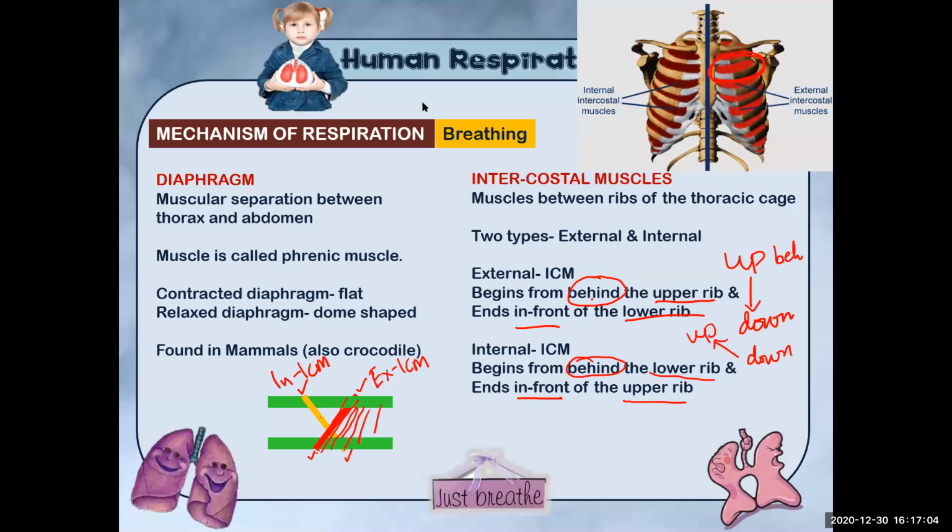All right. So what are the two types of intercostal muscles? External intercostal muscles and internal intercostal muscles. External intercostal muscles are externally, they are upper muscles. Internal intercostal muscles are muscles which are behind. External intercostal muscles begin from behind the upper rib and end in front of the lower rib. Internal intercostal muscles begin from behind the lower rib and end in front of the upper rib. Yes. So this is the direction of the two muscles.